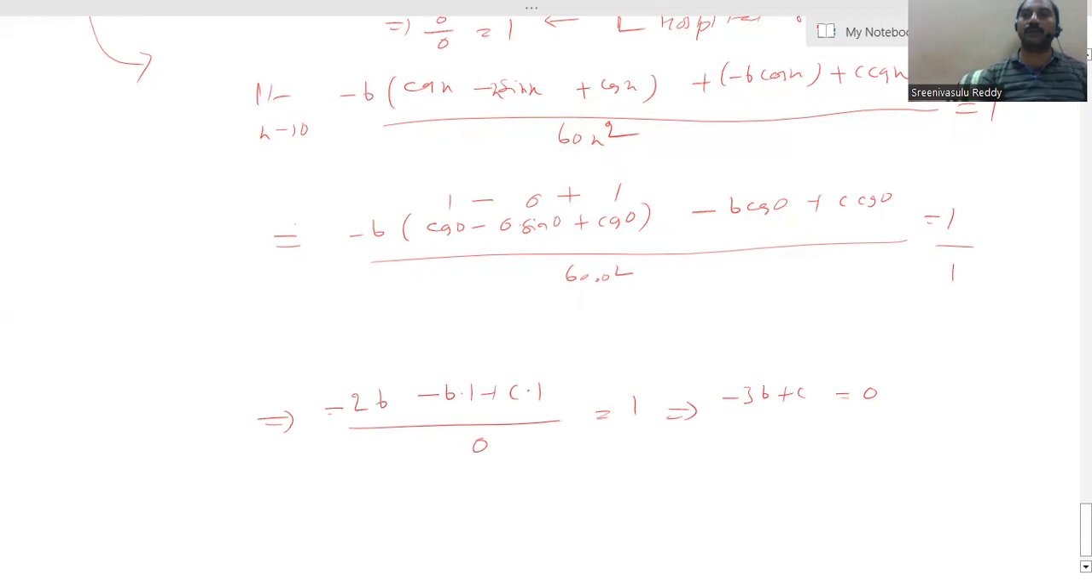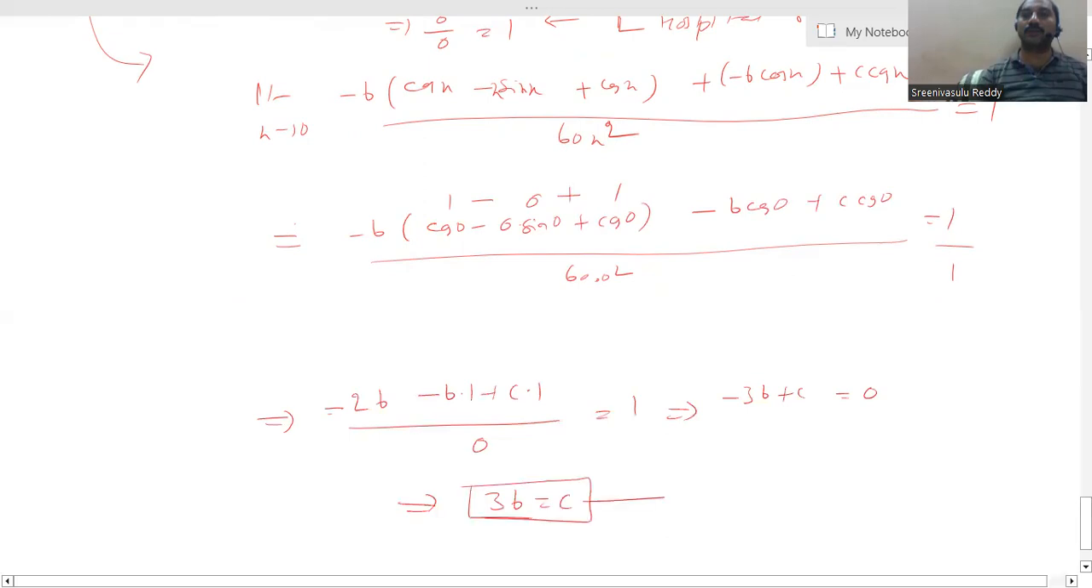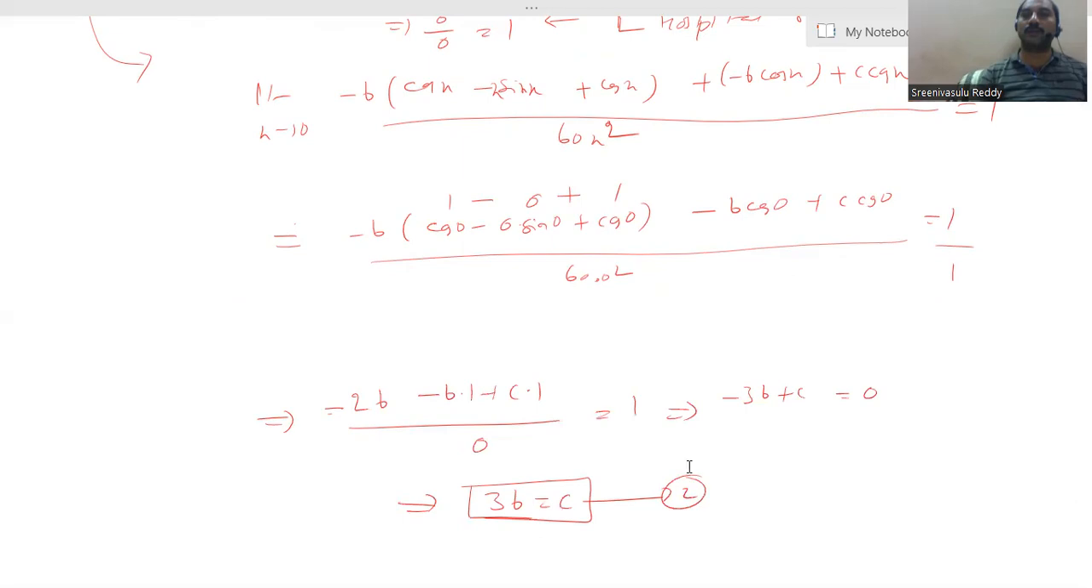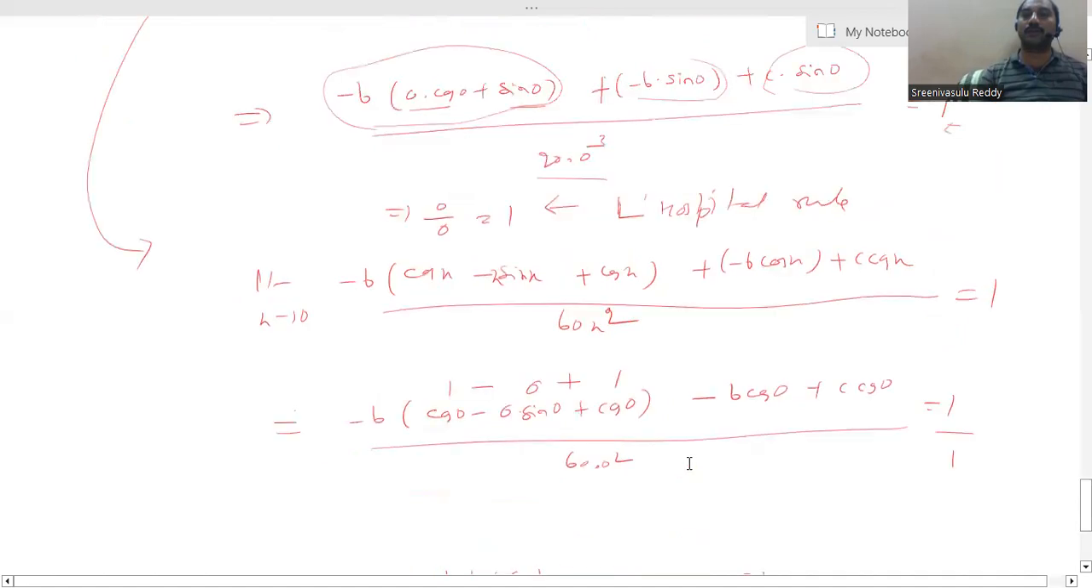From this expression, B depends on C. That means 3B equal to C. So two equations enough because B and C are dependent variables. A, B, C, already we have one equation. Substitute this value.